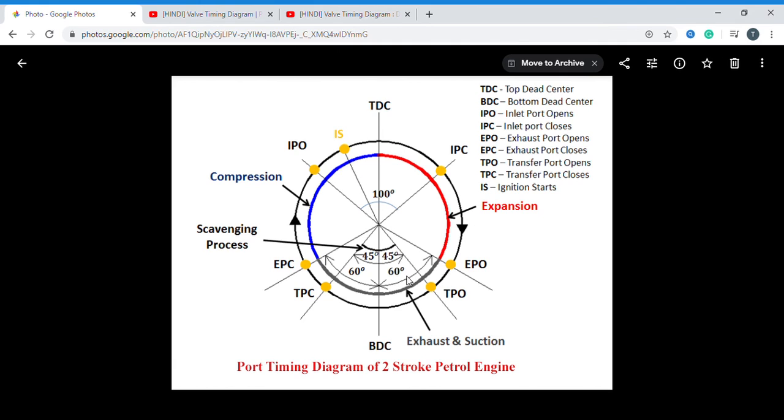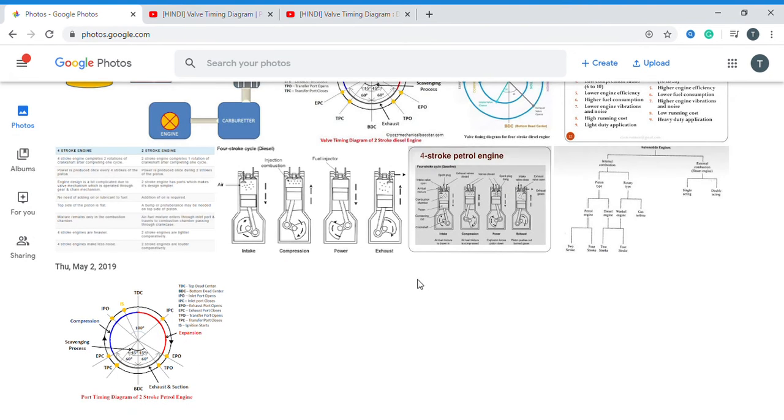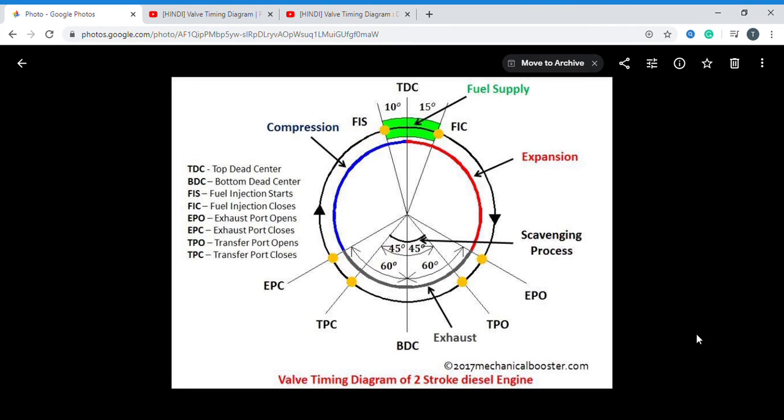Here the transfer port and exhaust port are also 60 degrees, 60 degrees, and the transfer port is only 45 degrees. So that is what you can remember. This is a two-stroke petrol engine. The same criteria apply in the two-stroke diesel engine also. Okay, so here you can observe the exhaust and inlet port. You can observe this is the two-stroke diesel engine. You can see the same criteria here also.